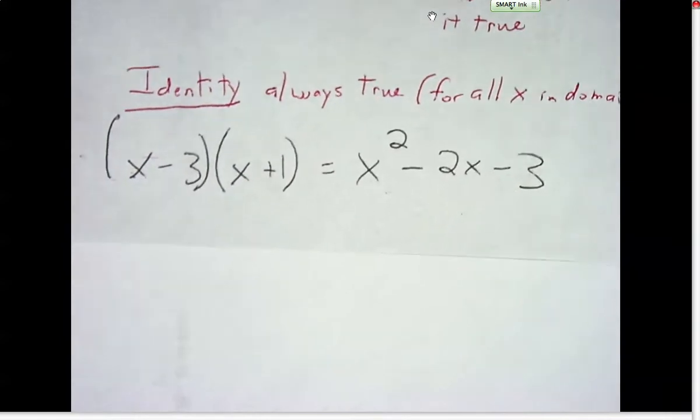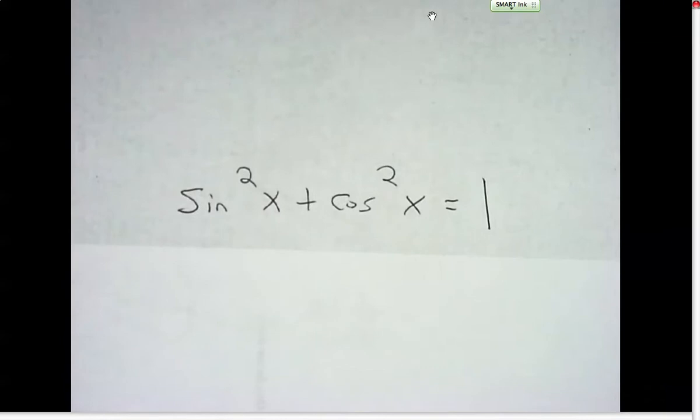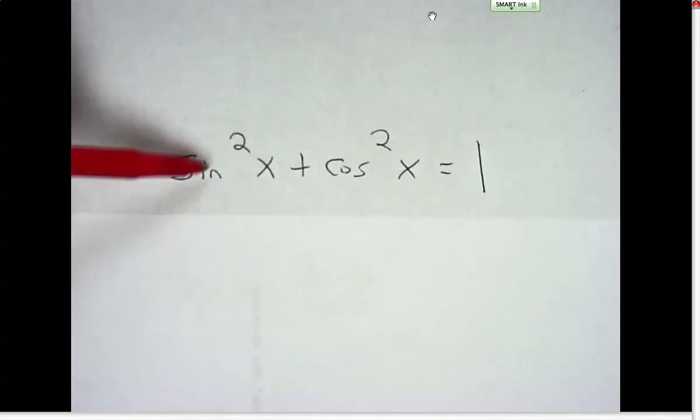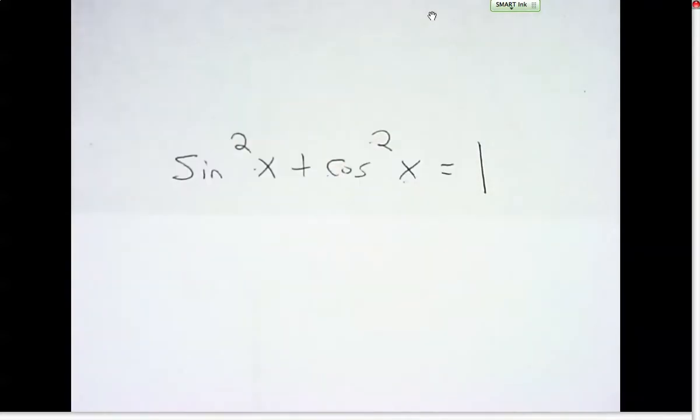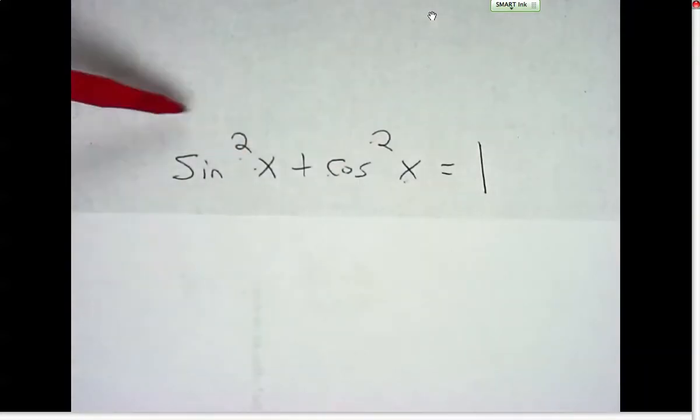And we've already seen a couple identities from the trig world. The other day we saw this one. We talked about why this is true from the unit circle. So sine squared of x plus cosine squared of x equals 1. So that's true for all values of x. Doesn't matter what your angle is. If you square the sine, square the cosine, add them up, you get 1.